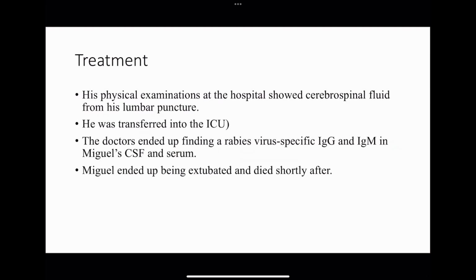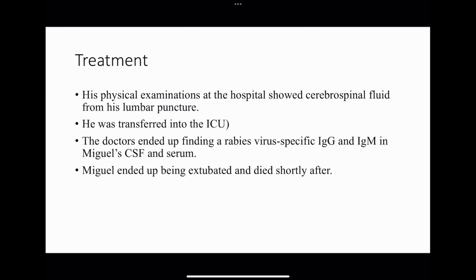While Miguel was in the ICU, which is the intensive care unit, he had a lumbar puncture done, which is another word for a spinal tap, and this showed his cerebrospinal fluid. And in this, they found the rabies infection that he had. This ended up being a very specific virus, with IgG and IgM found in his CSF and his serum.